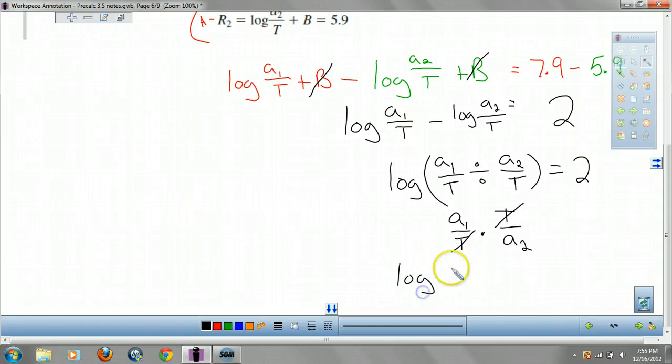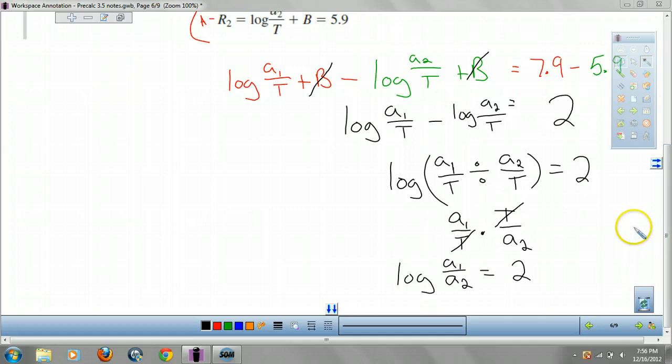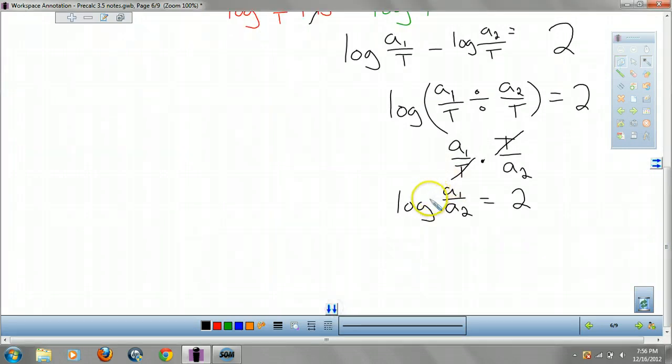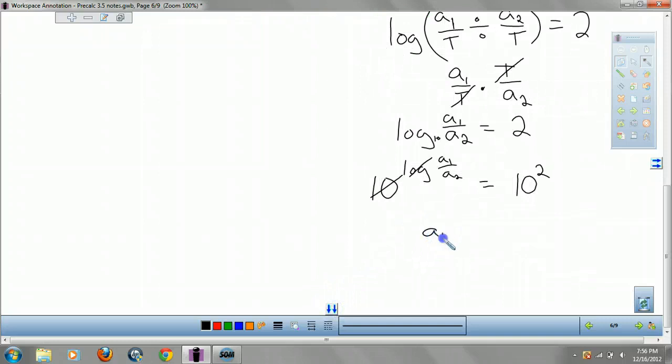So you're left with log of A1 over A2 equals 2. Okay? Now, how do I get rid of log? Here's where we have to use some of that knowledge we got. You take each of these as a power of 10, because remember, this is log base 10. So these cancel, and you're left with A1 over A2 equals 10 squared.